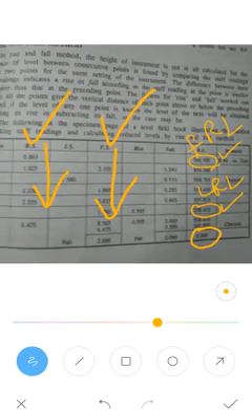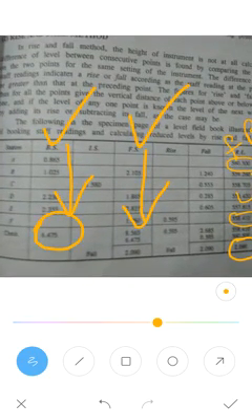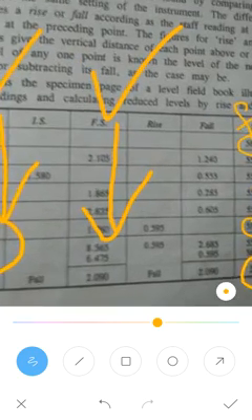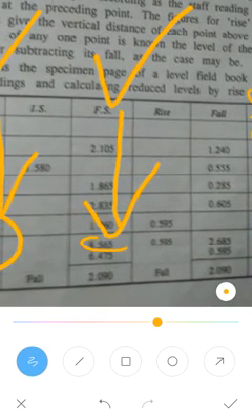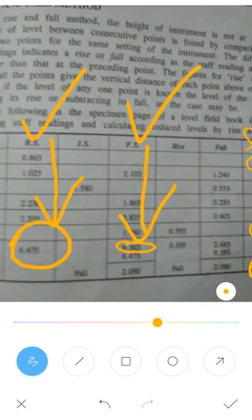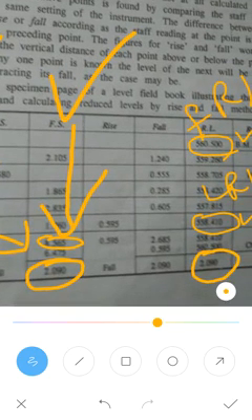The summation of back sight is 10.655, the summation of foresight is 8.565. You have taken the difference, and you got 2.090. What you got here is 2.090, and here also 2.090. So left hand side is equal to right hand side, so whatever you have done is correct.